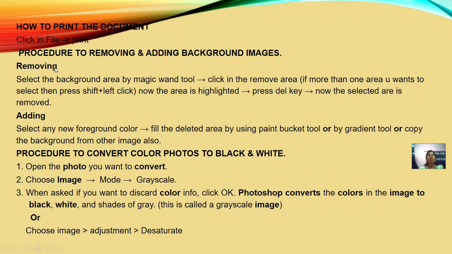For removing, select the background area with the magic wand tool, which is available in your toolbox. Click on the area to remove. If you want to remove more than one area, select it by pressing Shift and then left-clicking. Now the area is highlighted. Then press the Delete key on the keyboard to delete it. Now the selected area is removed.